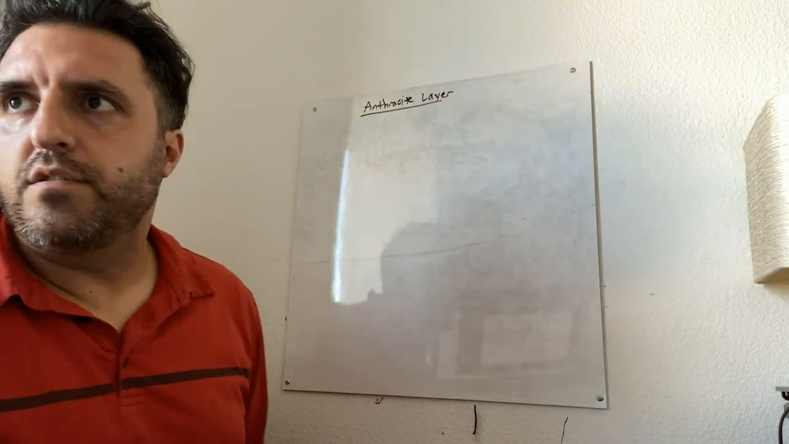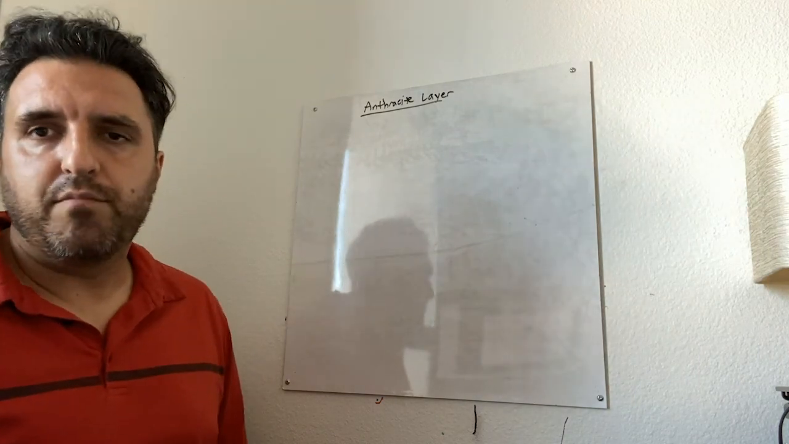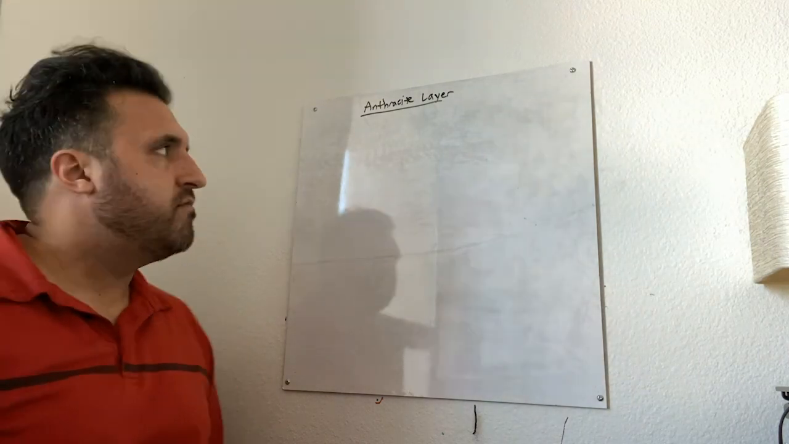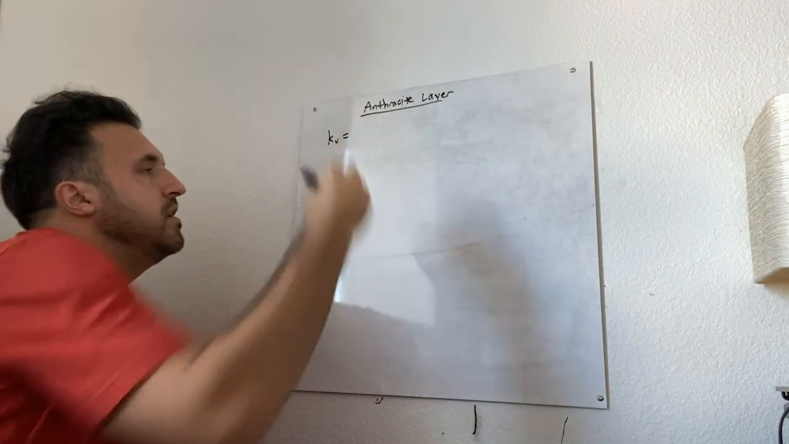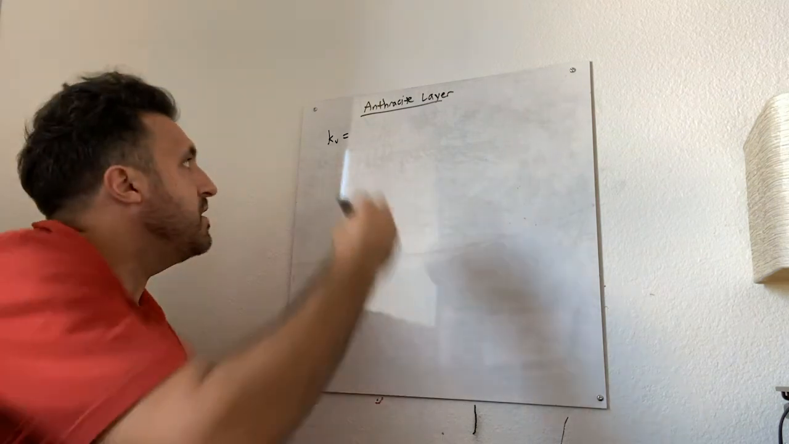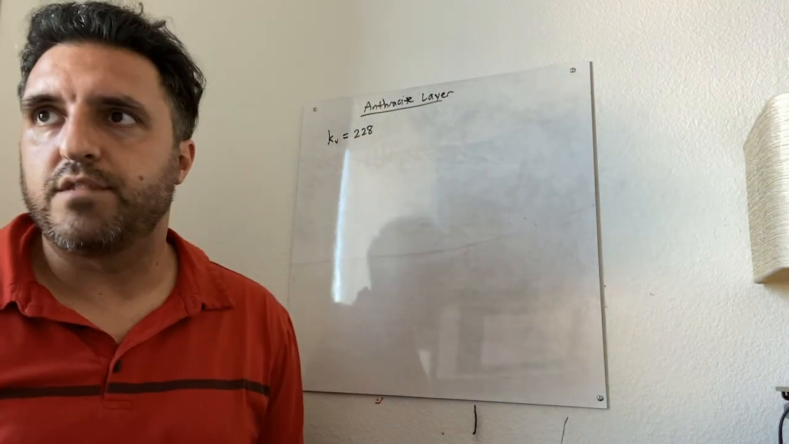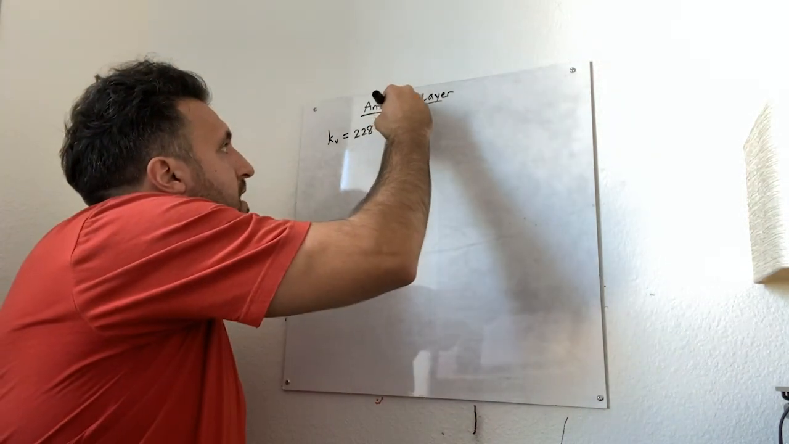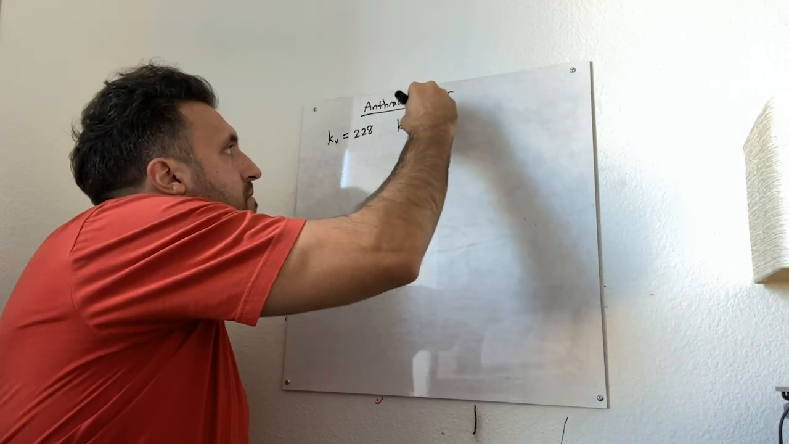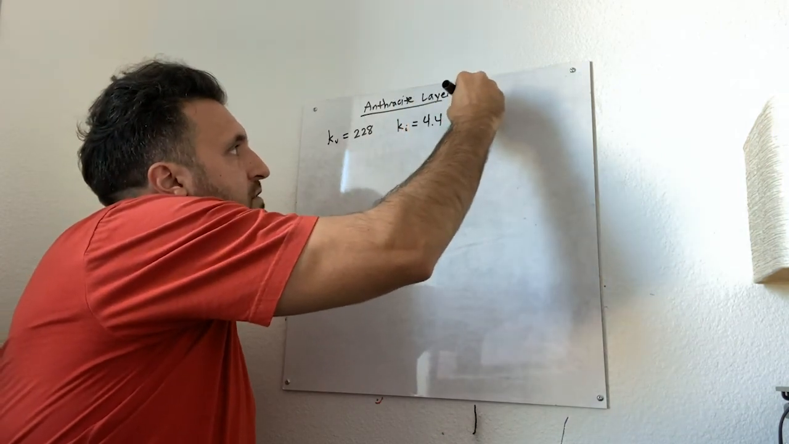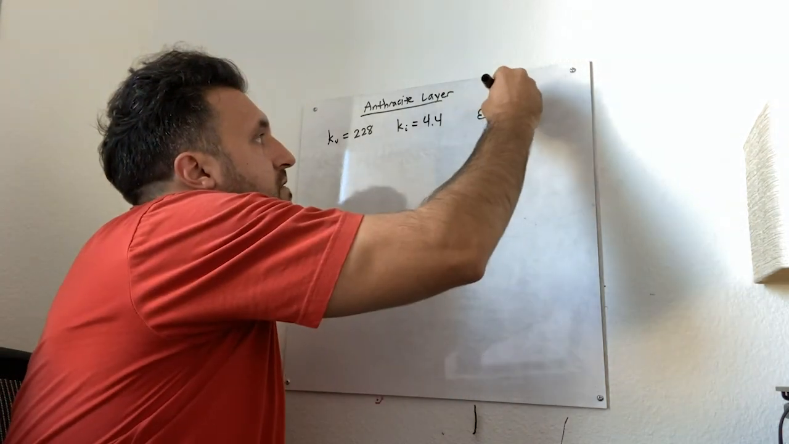Alright, so we need to choose a value for K sub V, K sub I, and porosity. We've got the range of typical values from that lookup table. So let's use a K sub V value of 228, just kind of right in the middle of the range provided. K sub I, let's use 4.4. And for porosity, let's use 0.5.